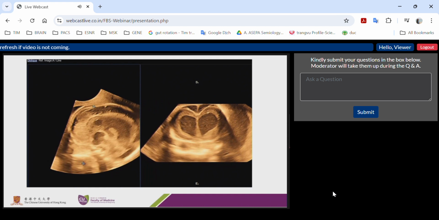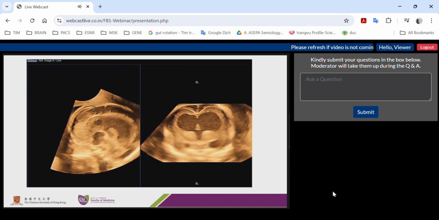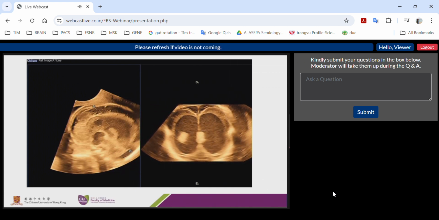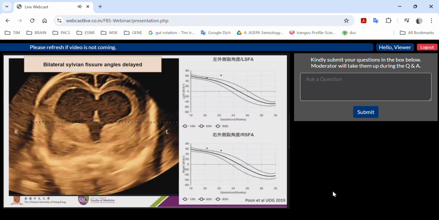The interhemispheric fissure is intact, but here you can see that the cavum septum pellucidum was ruptured, and there is a dilated foramen of Monro. We routinely measure the bilateral circumfissure angle in the clinic, and there was an obvious delay in the development of the bilateral circumfissure.